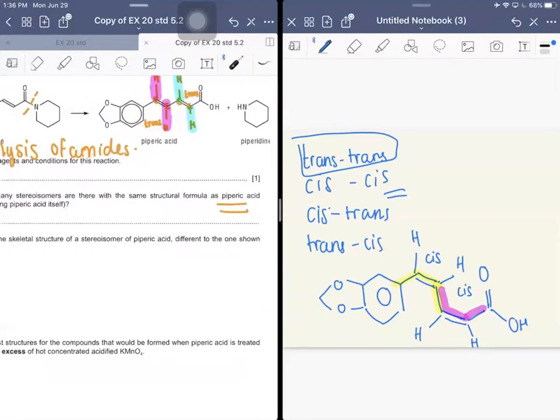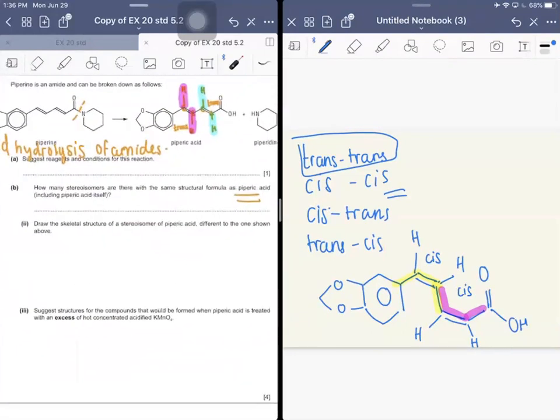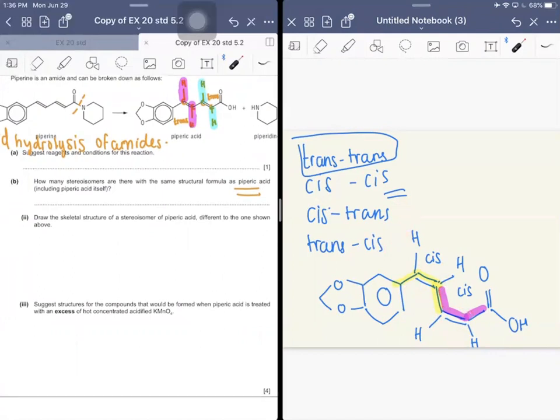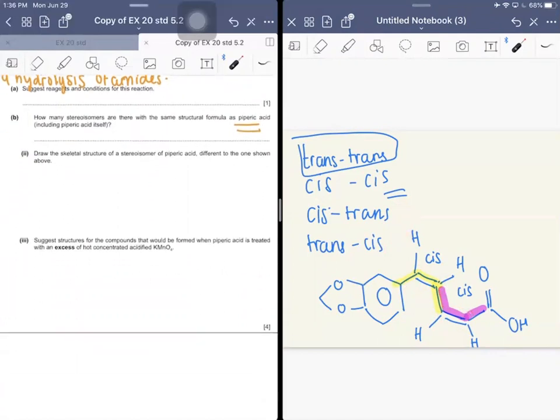You can try with cis trans or trans cis. Cis trans would mean this is cis, the other one is trans. So the opposite is also true. This is trans, this is cis, and yes, these two will give you different molecules. They're isomers. They have the same Mr but different structures.